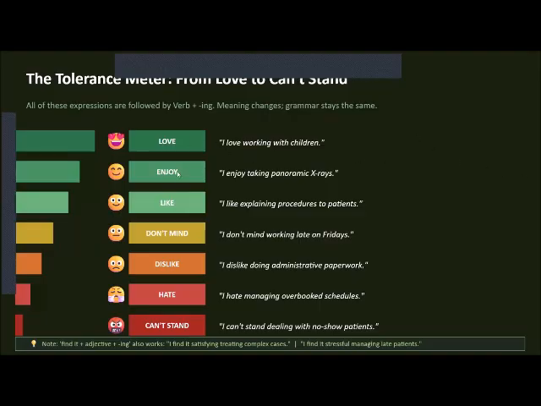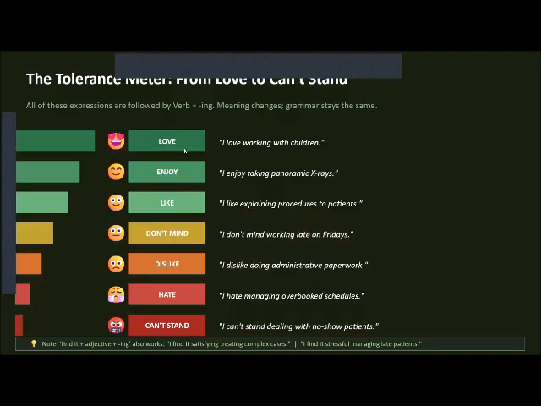So love, enjoy, like, don't mind, dislike, hate, and can't stand help us to express things that are good. We can also make phrasal verb combinations. I find it satisfying, I find it stressful, to make our sentences even more detailed. I find it satisfying treating complex cases.